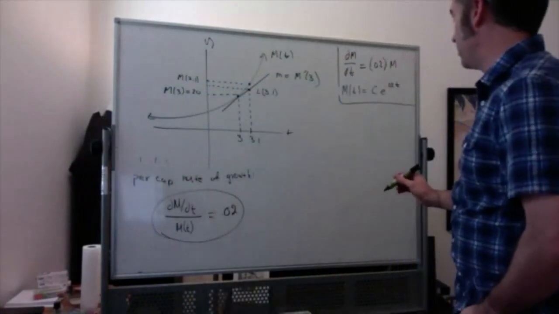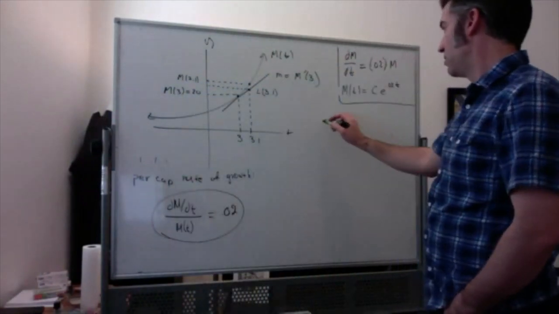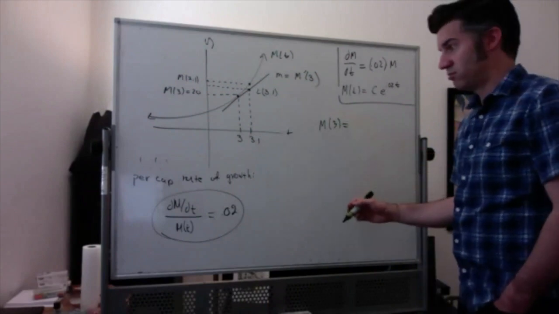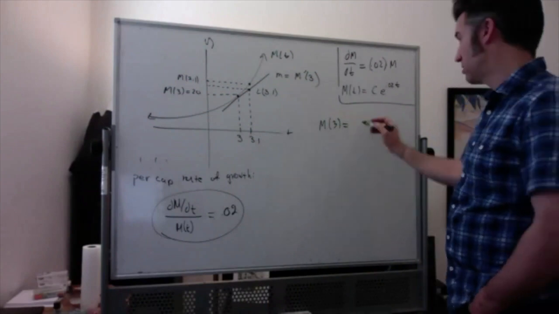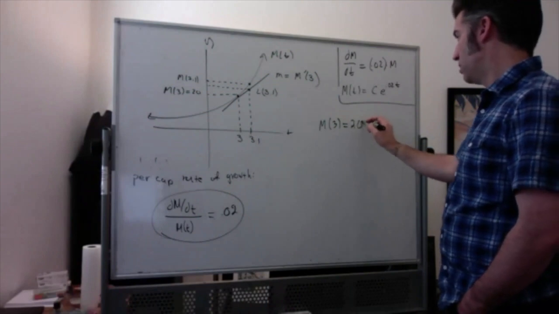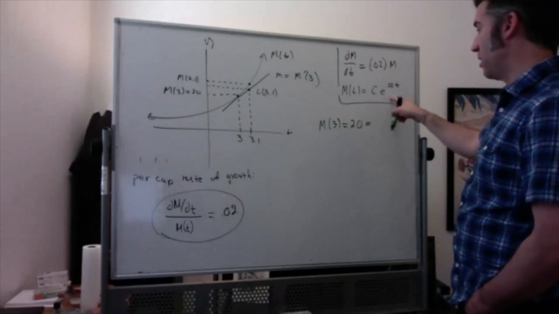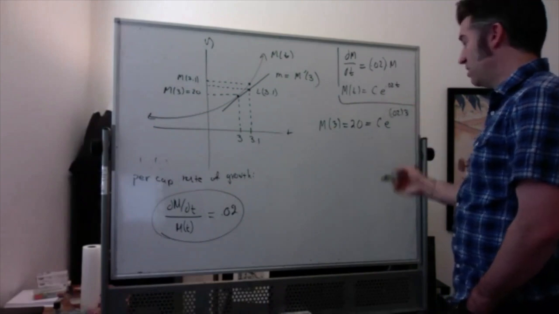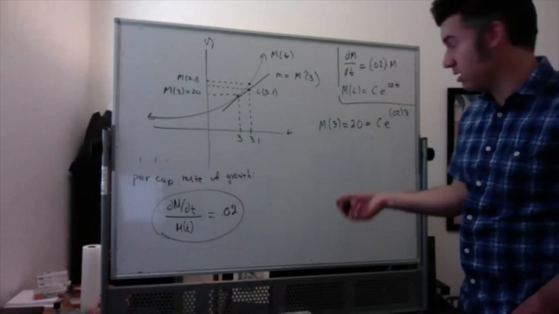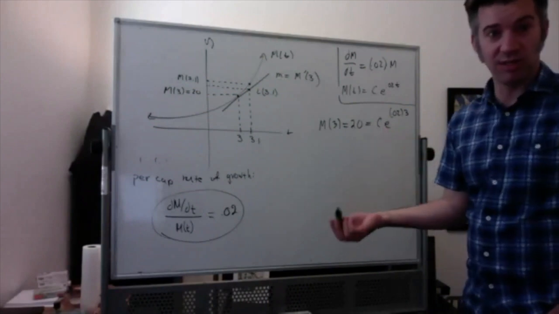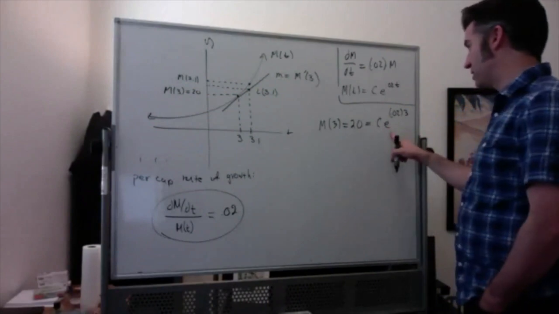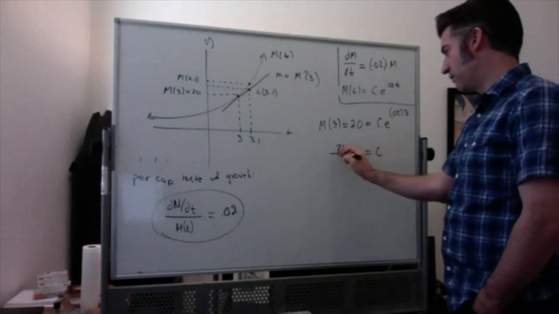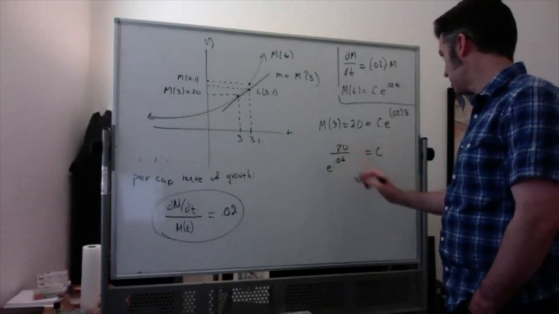So I know that m of 3 is equal to 20 mice. And if I plug in 3, I get c e to the 0.02 times 3. So I can solve for c. It's not pretty. It's atypical, right? Usually c would just be the initial amount. Solving for c, I get 20 divided by e to the 0.06.